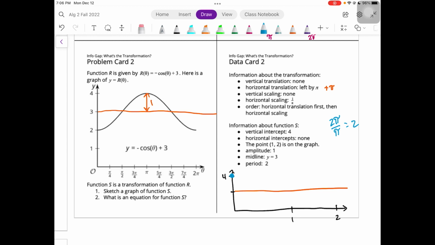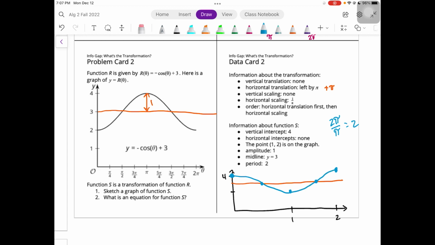And so we're going to end up here, and then our minimum will be, oh, that's not right. That midline is at 2, not 3. It's supposed to be at 3. All right, and then that will go there. And then our midline, so it's going to look like this.